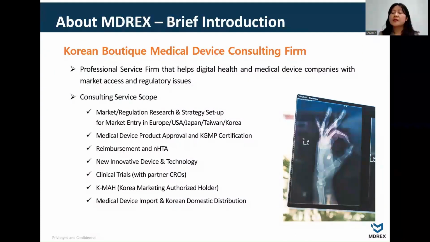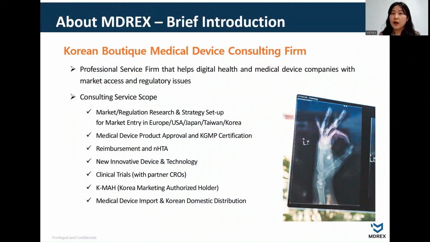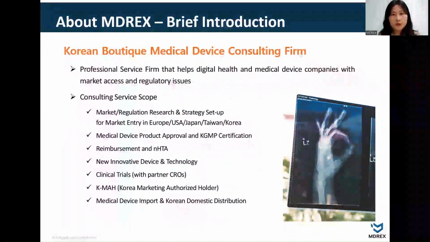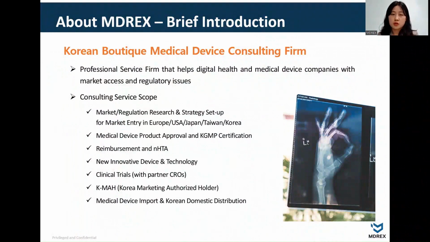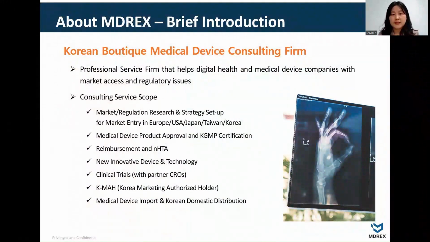So before we start, who we are. I'm working at MDREX, a Korean boutique medical device consulting firm. We are a group of experts in digital health and medical device fields, providing a wide scope of services for foreign companies that are interested in the Korean market, or for domestic manufacturers to successfully enter Korean or international markets. As stated here, our service ranges from market research and strategy setup to distribution. So apparently a total solution for medical device companies. We are based in Korea, but still provide outbound services in collaboration with international partners.